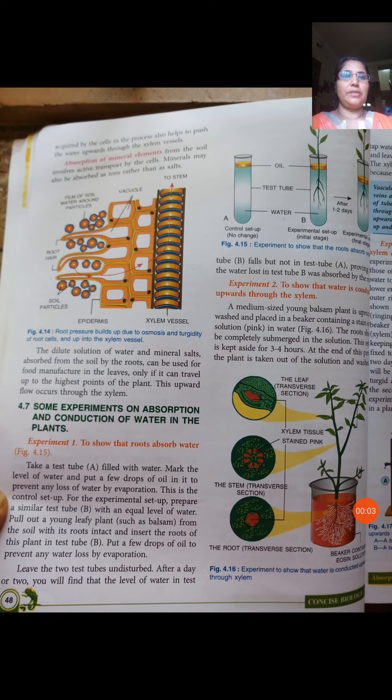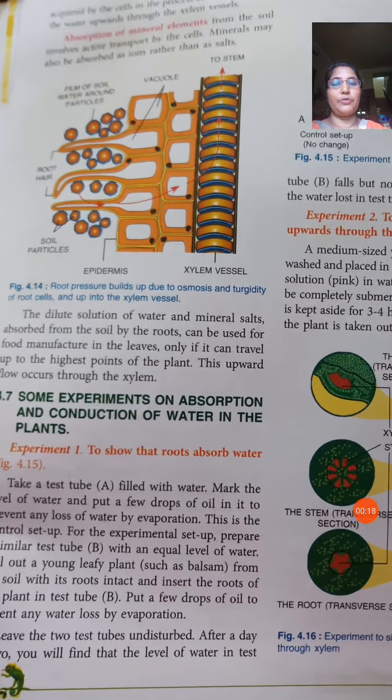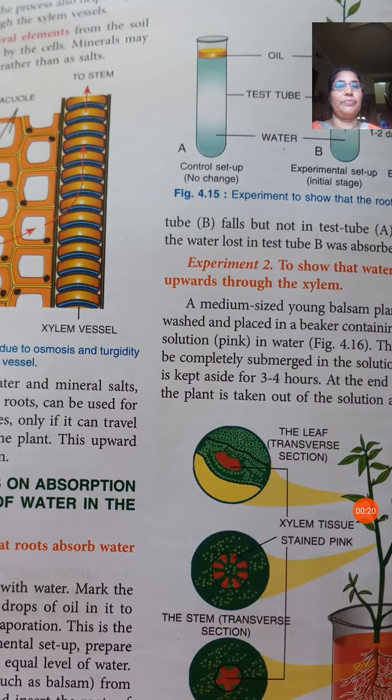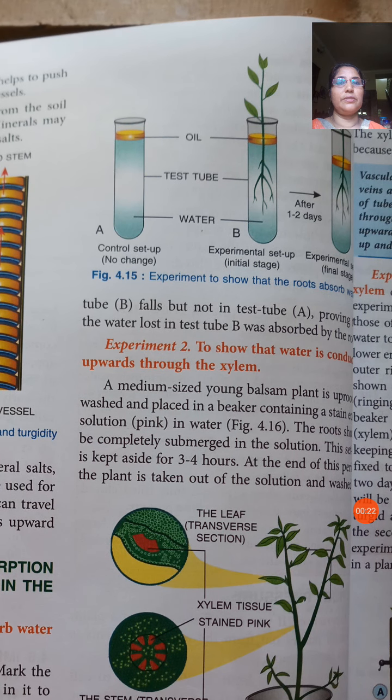Good afternoon, students. Today, let us learn about certain experiments that are proving the absorption and conduction of water in plants. Experiment number 1 is to show that roots absorb water. Here, two test tubes are taken, test tube A and B. Here, A is the control experiment.